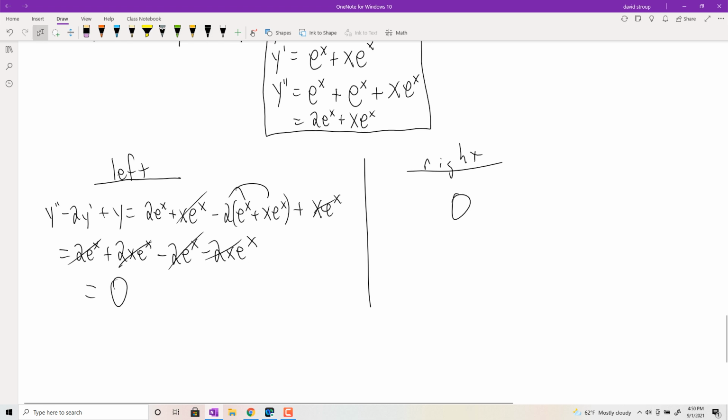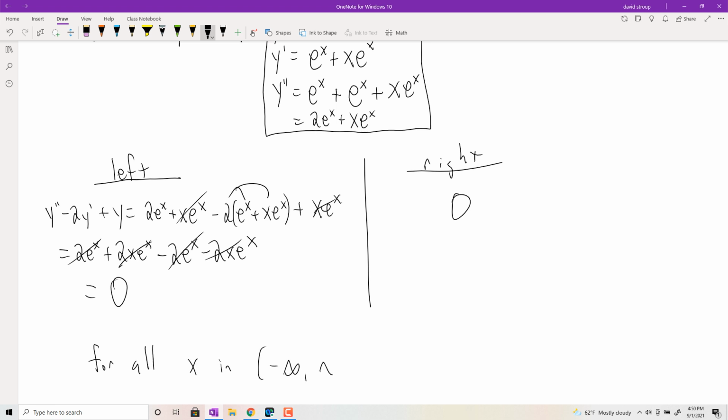So it satisfies the equation for all x in the interval negative infinity to infinity. Maybe I should say it satisfies the differential equation. So I'm going to want you to do it like this on the test as well.